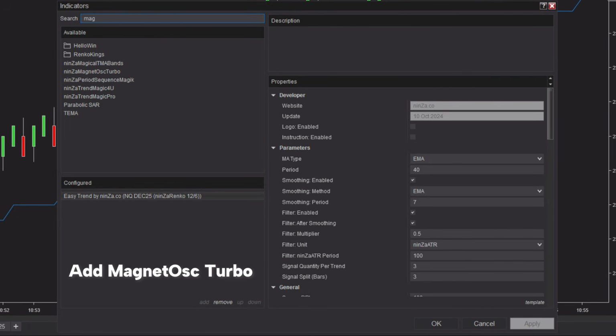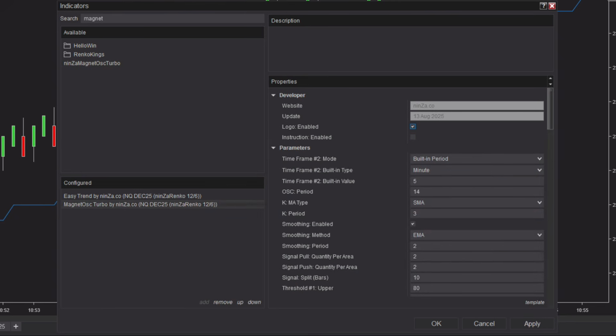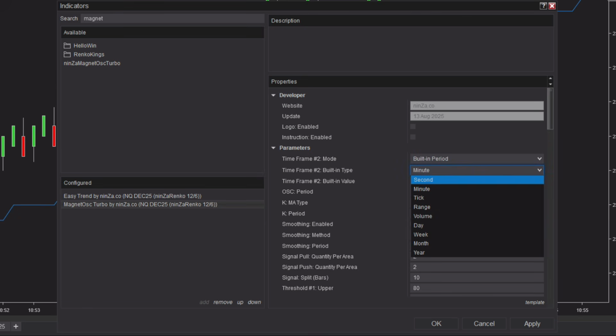Next, we'll add the Magnet OSC Turbo indicator to the chart. At this stage, you don't need to make any adjustments to the appearance. What really matters is finding and applying the right settings so the indicator works in the best way for this strategy.